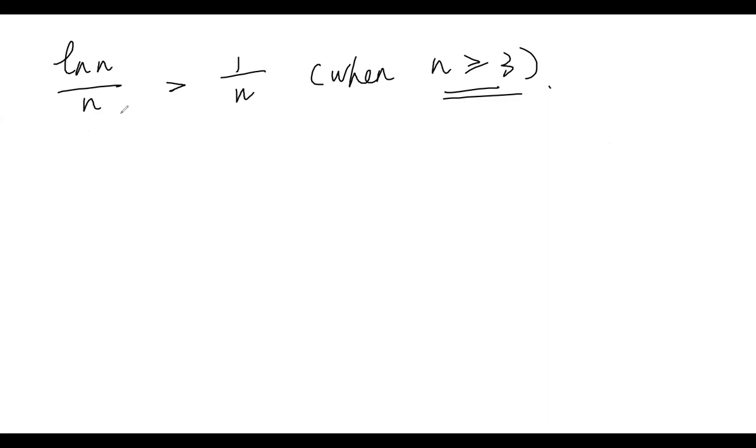And then in this example, since we have natural log of n divided by n is greater than 1 over n when n is greater than 3. And right, this is part 1 of the comparison test. And we can call this guy an and this guy bn, because this series is the series we want to compare the original series to.